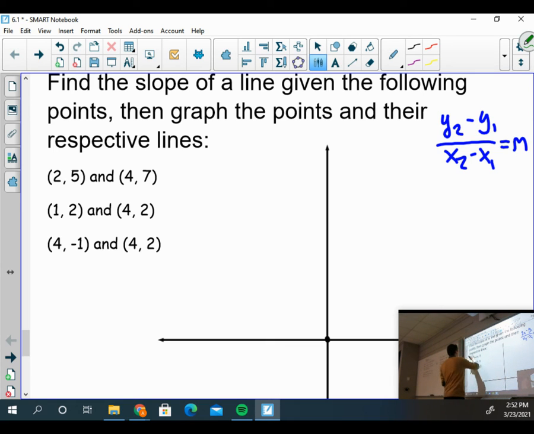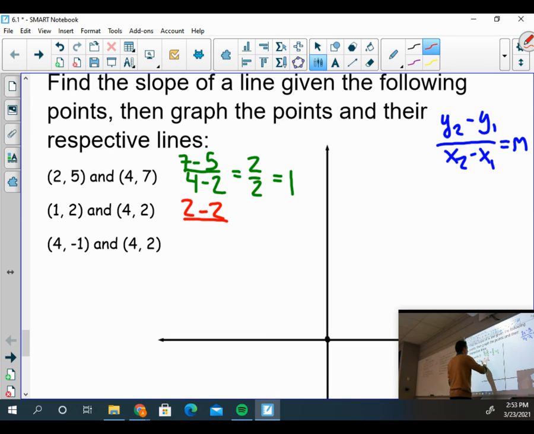Broadly speaking, I will leave my left points as the first set of points and my right coordinate points as my second. So this will be 7 minus 5 over 4 minus 2, which equals 2 over 2, which we could simplify to be 1. My second set will be 2 minus 2 over 4 minus 1 equals 0 over 3, which can simplify to 0.